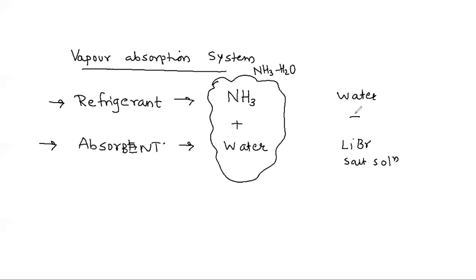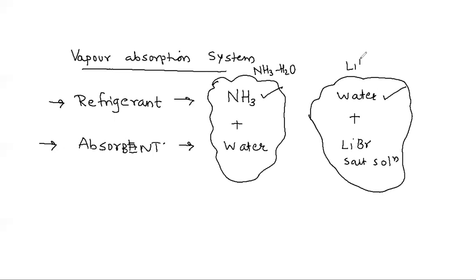Okay, look at this. This is very interesting. In this case, you'll have water as the refrigerant, and in this case, you will have ammonia as a refrigerant. So these two important pairs you should remember at least. There are others also, but the LiBr water system and the ammonia water system are the two commercially available vapor absorption systems in the market.